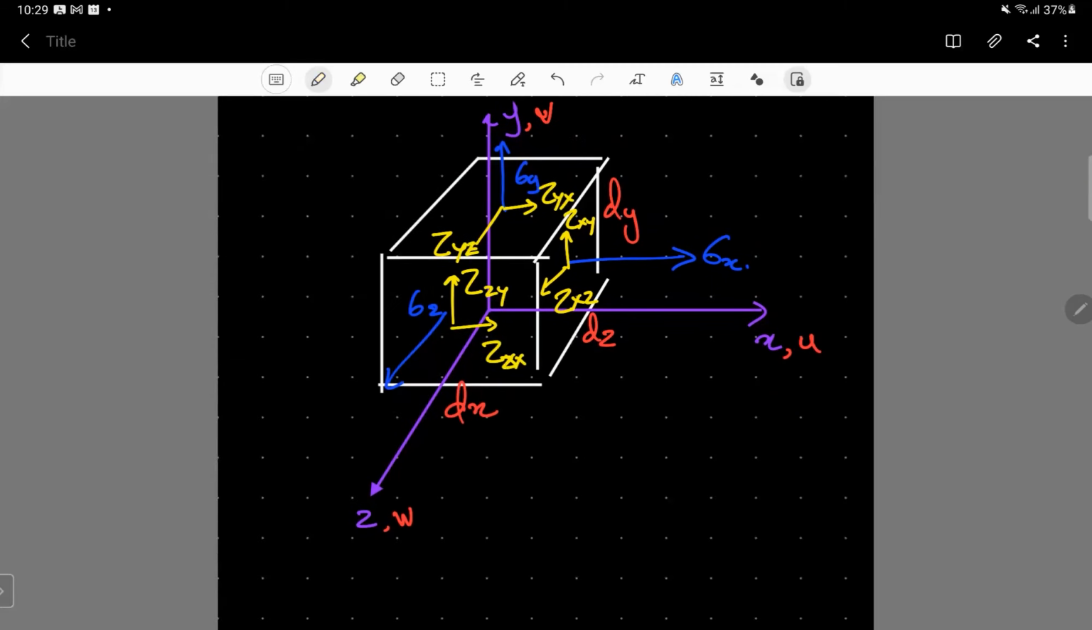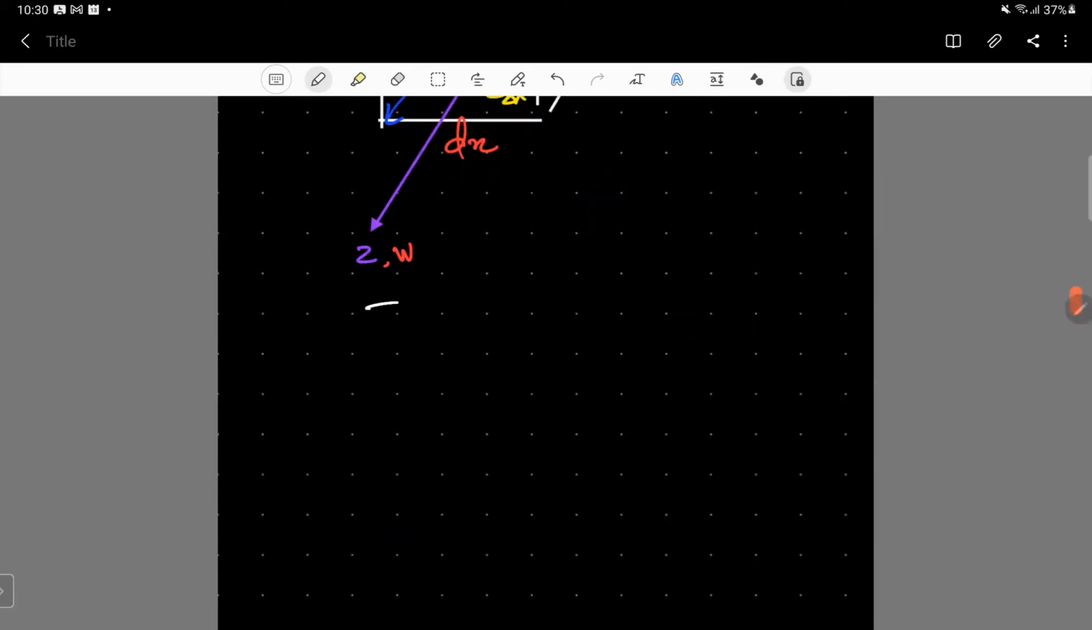Now, the first important thing, of course, we already know sigma X, sigma Y, and sigma Z are the normal stresses acting perpendicular to the planes, and the shear stresses are represented by tau XY, tau YX, tau XZ, and so on. From the moment equilibrium, we will not derive it, but we will use the result that tau XY is equal to tau YX.